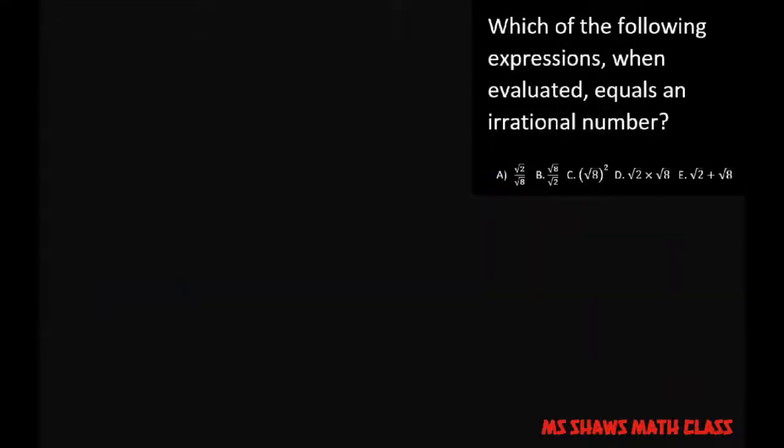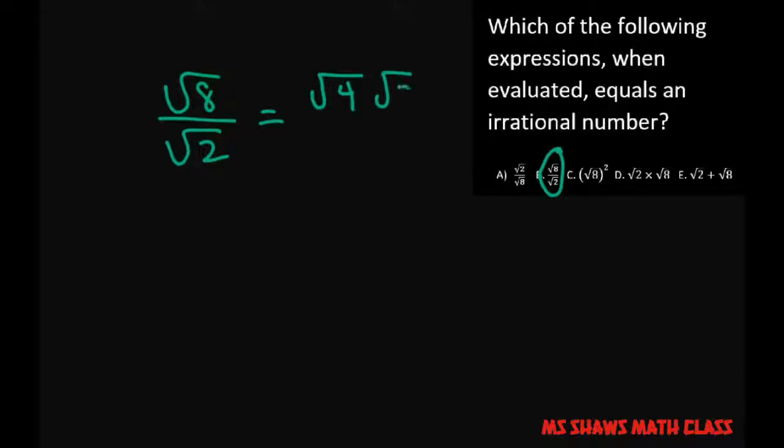Okay, the next one is B. So we'll do the same thing with the square root of 8 divided by square root of 2, which equals square root of 4 times square root of 2 divided by square root of 2. These 2 divided equals 1, and the square root of 4 equals 2. And that can be represented as a fraction.